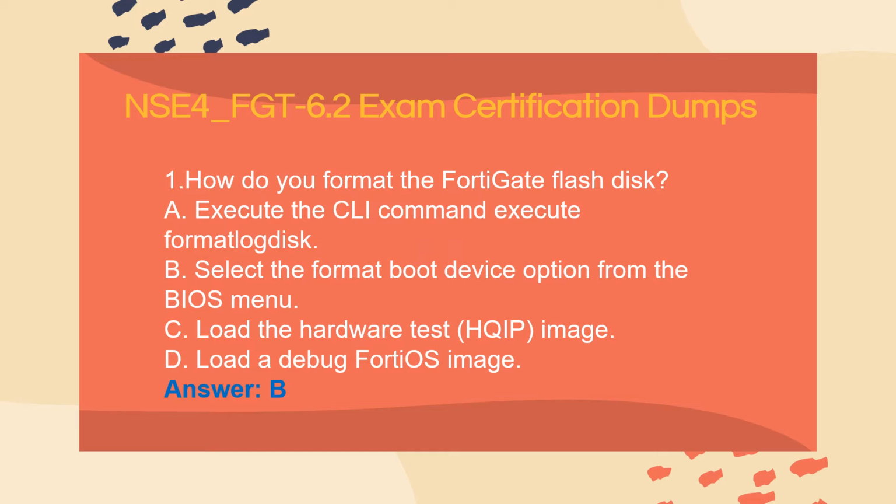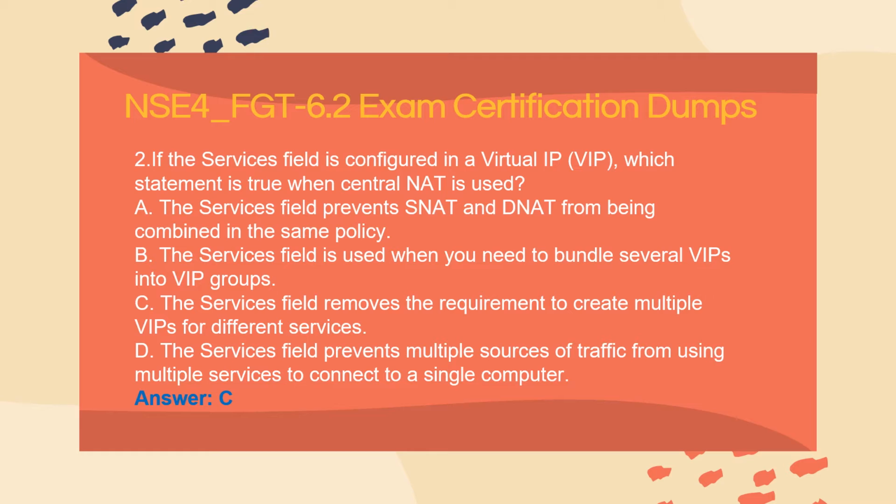1. How do you format the FortiGate flash disk? A. Execute the CLI command execute format log disk. B. Select the Format Boot Device option from the BIOS menu. C. Load the hardware test HQIP image. D. Load a debug FortiOS image. Answer B.